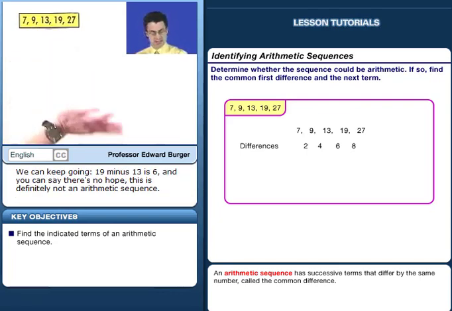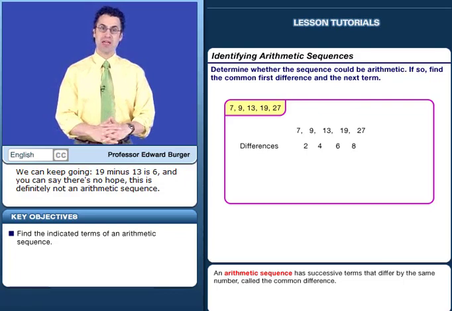We can keep going. 19 minus 13 is 6. And you can say, there's no hope. This is definitely not an arithmetic sequence.